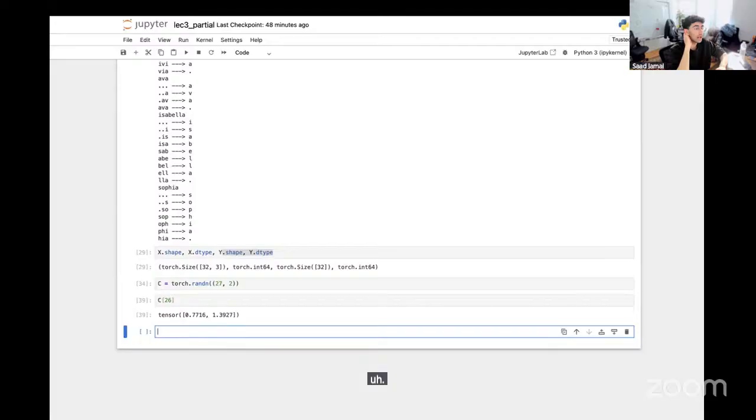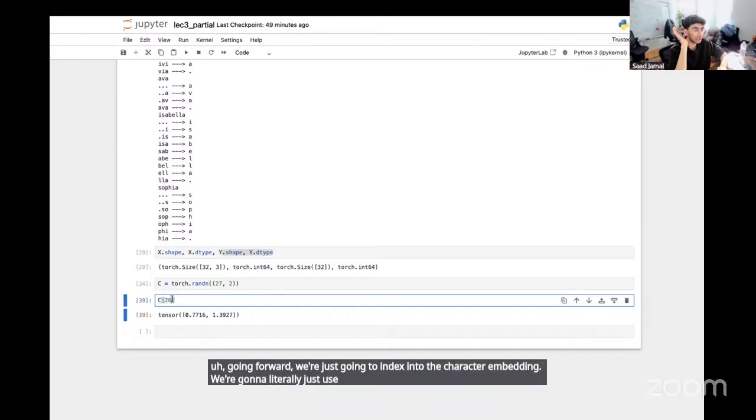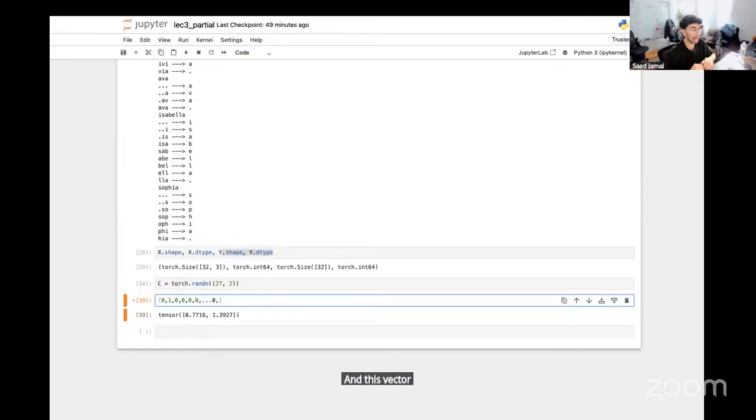Going forward, we're just going to index into the character embedding. We're going to literally just use bracket notation. But I just want to show you guys something really quickly. If you remember last time, we weren't doing character embeddings. We were doing something called one-hot encoding. One-hot encoding is basically where I have 27 zeros, like I said last time, and one of them is going to be flicked to one. And this vector represents that actual character, right?